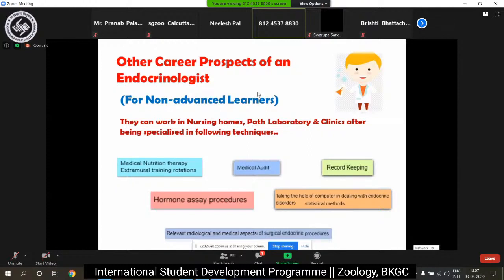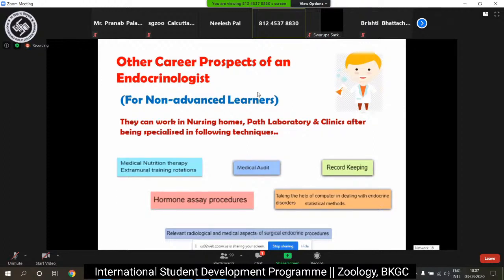If you have basic knowledge of these things, which are very much part and parcel of a technician's job in a pathological lab, then we have these sorts of job opportunities as well. So they can work in pathological laboratories or in clinics.